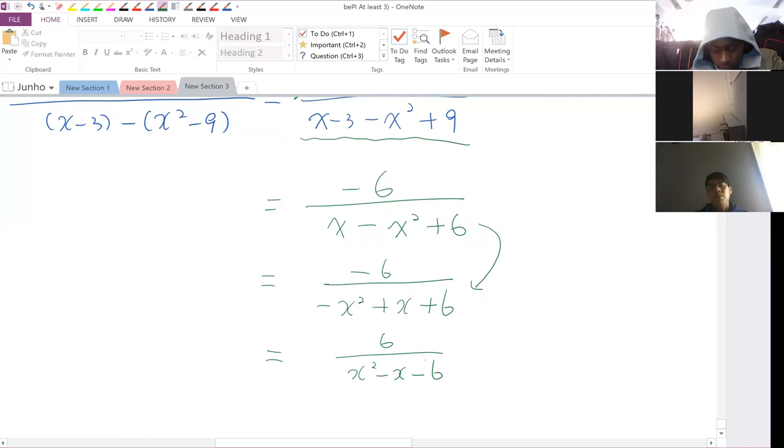I want to say this is the answer because there is nothing in the numerator we can simplify anymore. But just in case, we also want to rewrite this in factored form.